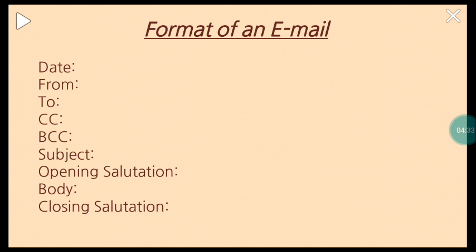Then what is most important over here is the subject. Now, the subject should be very clear and short. Okay, so it should be brief and clear. It should also denote the content that you are going to write about.